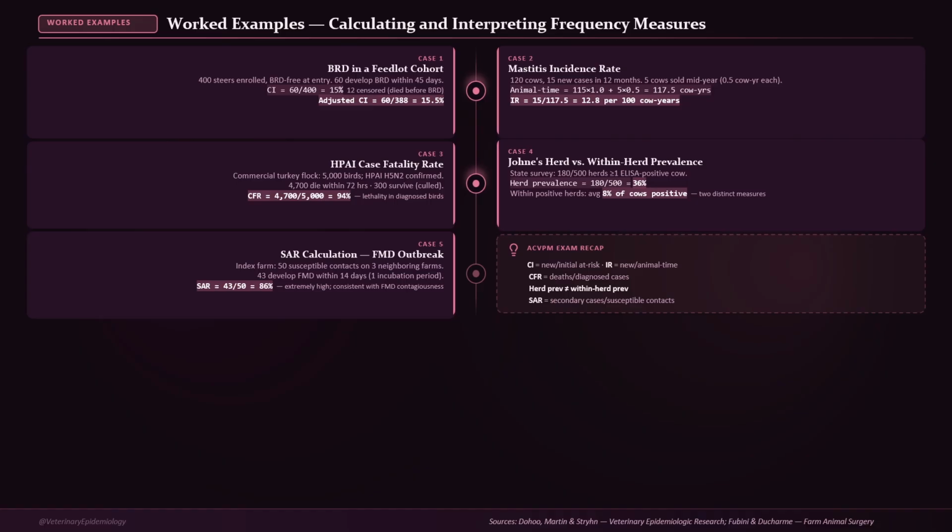So the recap line at the bottom is your cheat sheet. Cumulative incidence is new over initial at risk. Incidence rate is new over animal time. Case fatality rate is deaths over diagnosed cases. Herd prevalence is not the same as within herd prevalence. And SAR is secondary cases over susceptible contacts. The exams want you to pick the right measure for this scenario, not just crunch the arithmetic.